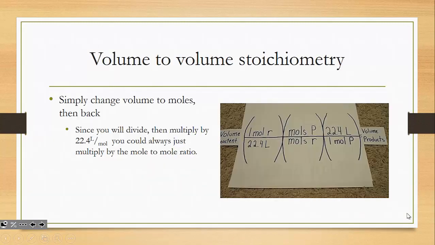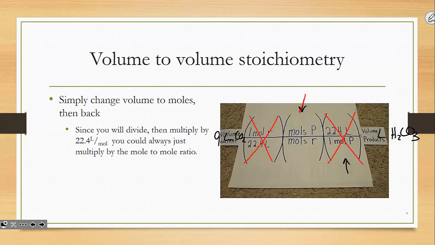It may ask you to do a volume-to-volume conversion for a gas. So if I tell you you have 9 liters of carbon dioxide and I want to know how much carbonic acid that is in liters, if I give you the balanced equation, you can do this by dividing by 22.4, multiplying by the mole to mole ratio, and then multiplying by 22.4. Since you divide and then multiply by 22.4, these are effectively the same step. They cancel each other out.